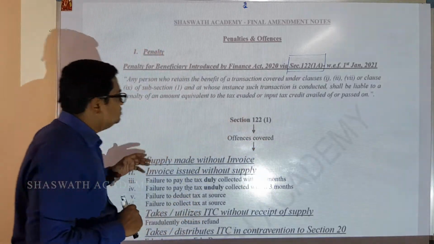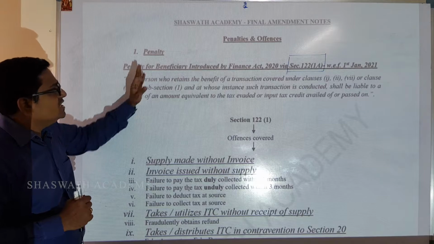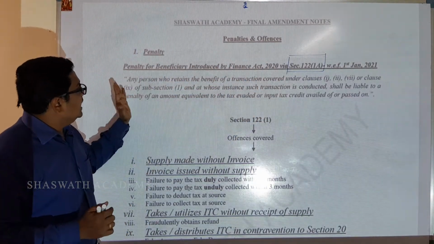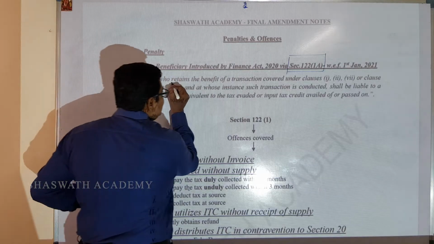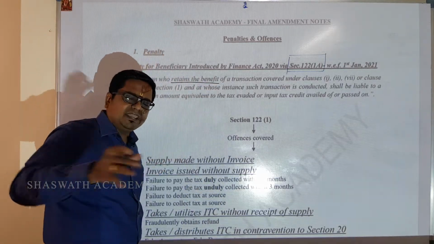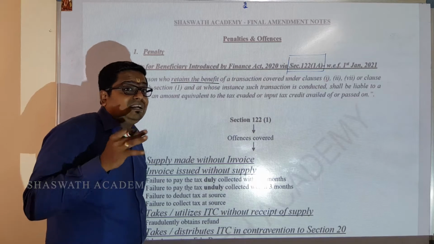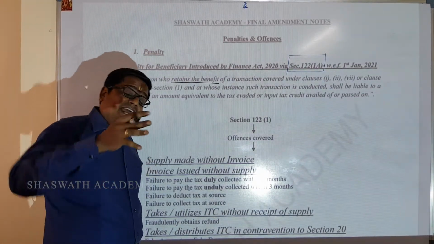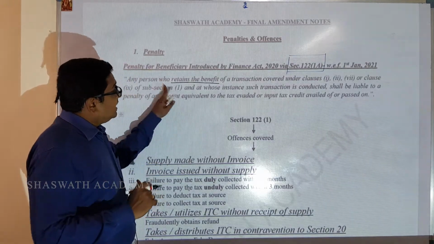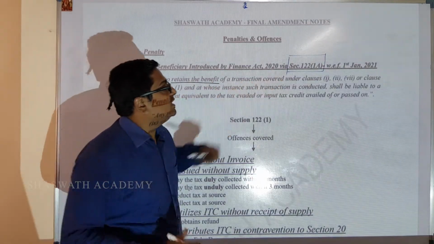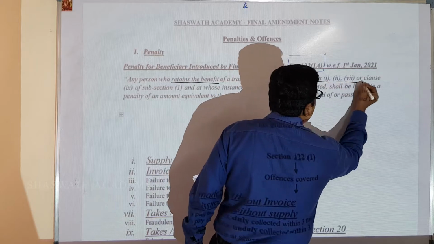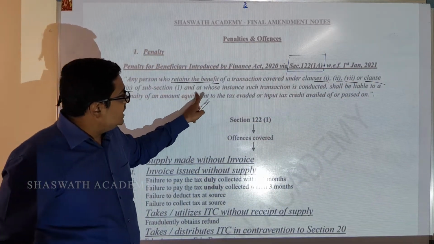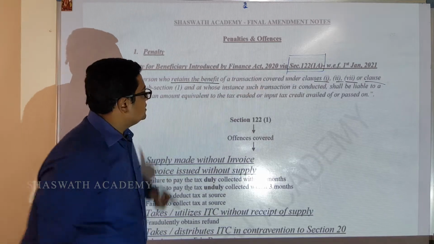Now, let's get into this beautiful insertion and understand, my dear. Section 122(1)(a) now beautifully says, any person who retains the benefit, excellent terming, not the one who made the mistake, but the one who enjoyed the merits, the benefits, the ITC of that mistake, retains the benefit of the transaction covered in clause 1, 2, 7 and clause 9 of subsection 1, and at whose instance such transaction is conducted.